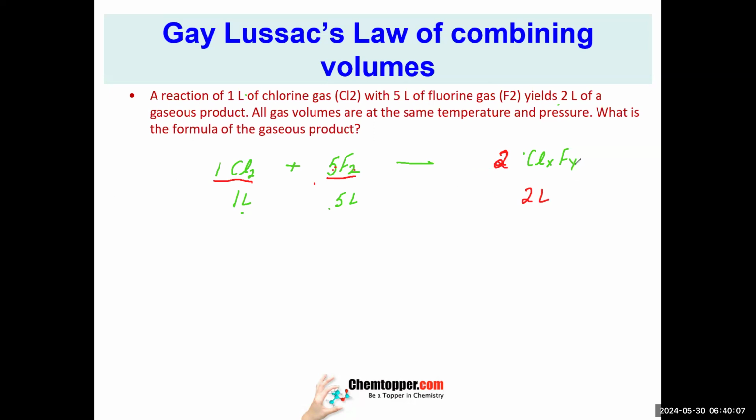So what should be Y, so that you have 10 fluorines? Yes. And Cl is, what should be X? You have only 2 chlorines. What should be X? 1. Yes. So what's the formula of the compound? ClF5. That's the compound formula.